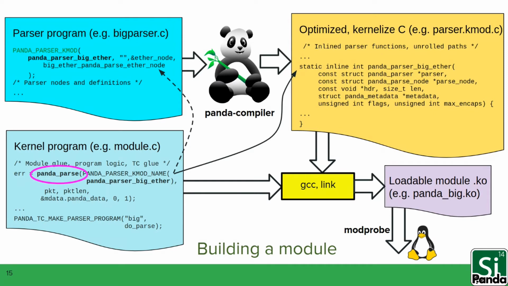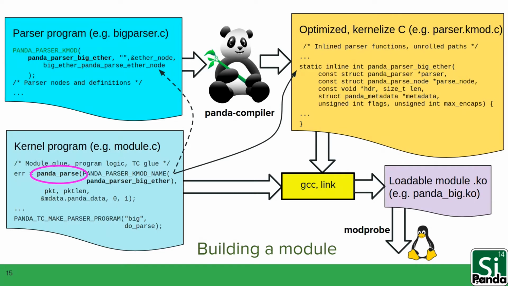We run the parser program through the compiler. That produces optimized kernelized C code, which in our model we call parser.kmod.c. That is the thing that's ready to be linked with module.c to actually produce the kernel module. So we run both of those through GCC. That outputs a .ko loadable module, and that's the module we can load in the kernel.